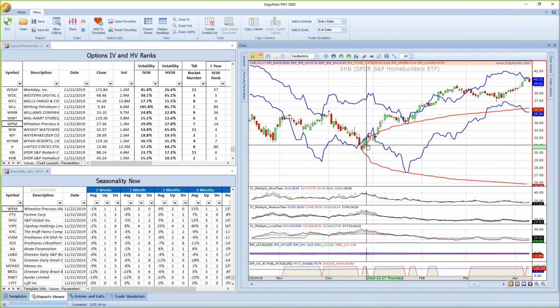If you're wondering why the cone doesn't look very smooth at this level, just remember that there are weekends and holidays in here. If the chart was showing actual days instead of just trading days, this would look more smooth.